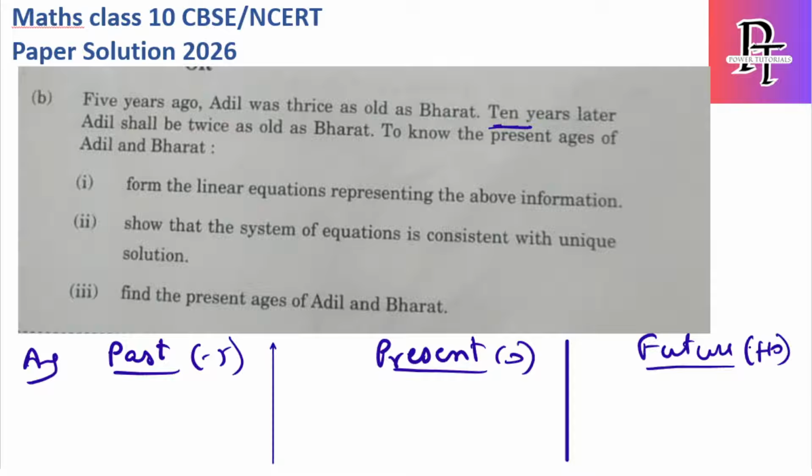Okay, now let's solve this question. हमको दो कैरेक्टर दिए हैं, एक अडिल और एक भरत. तो अडिल को मैं x लेता हूँ और भरत को y. सो इधर लिख लेता हूँ, लेट. ओके, राइट इट नेक्स्ट पेज.